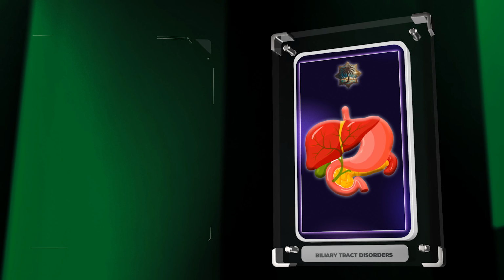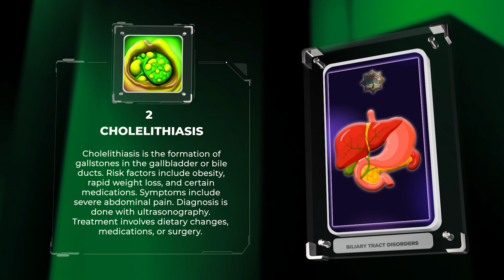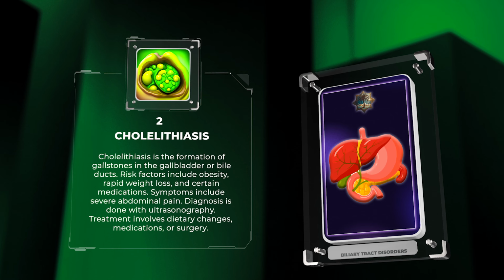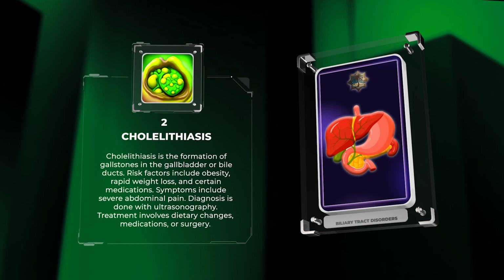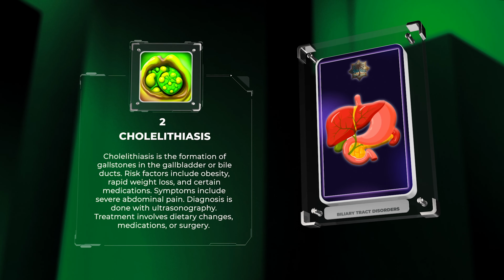Cholelithiasis is the formation of gallstones in the gallbladder or bile ducts. Risk factors include obesity, rapid weight loss, and certain medications. Symptoms include severe abdominal pain. Diagnosis is done with ultrasonography. Treatment involves dietary changes, medications, or surgery.